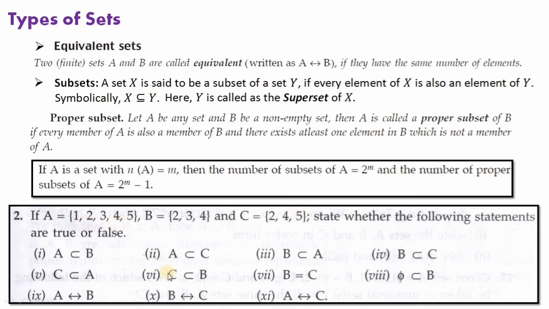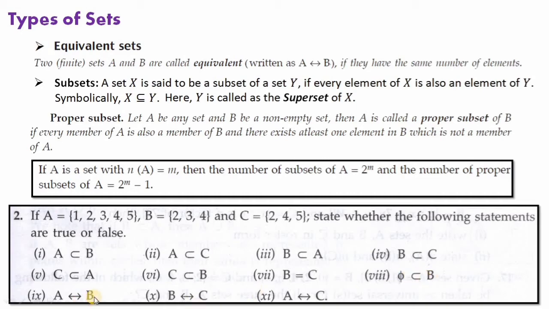Next is C is a subset of B. Now let's check. Obviously no, because the element 5 of C is not present in B. So this is also false. B equals C. That means B and C are equal sets. No, because, I'm sorry, here we have got 3 and here we have got 5. So they are not equal. Alright. Next is the empty set is a subset of B. You need to remember that the empty set can be considered a subset of any set. So this becomes true.